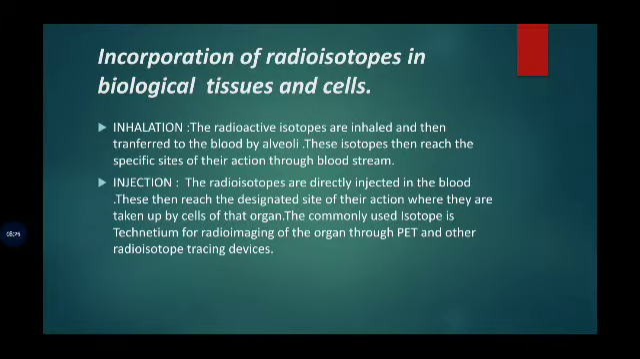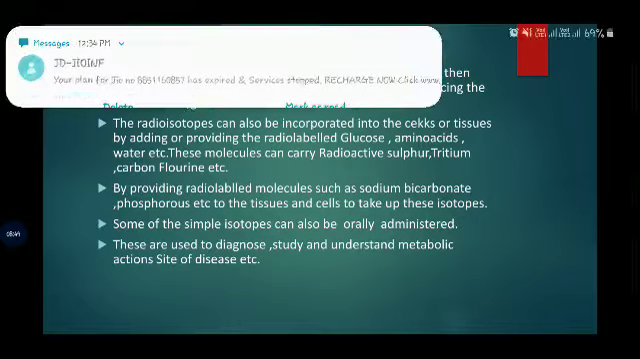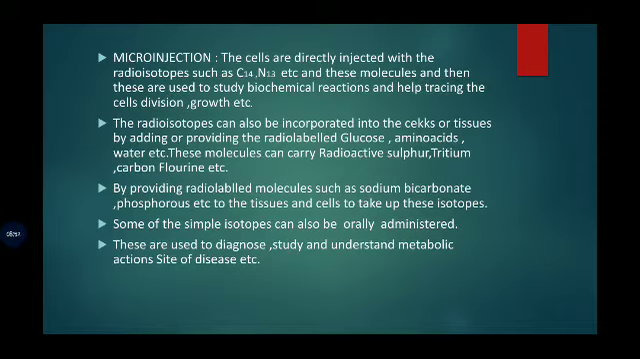The commonly used isotope in such a case is technetium for the radio imaging of the organs through PET. PET is positron emission tomography, and other radioisotope tracing elements are also used. Microinjection is a technique in which the radioisotopes are directly injected into the cell, and the radioisotopes used here are such as carbon, nitrogen, etc. These are used to study cell division, cell growth, their metabolism, etc.